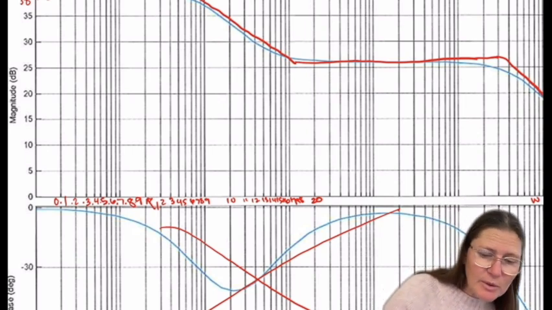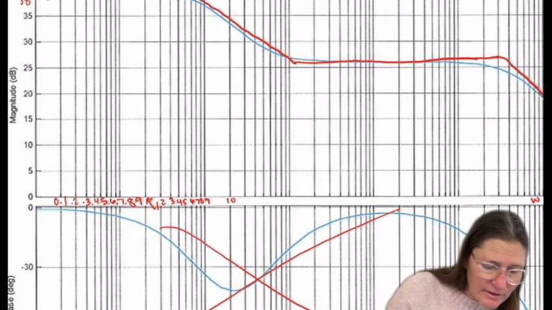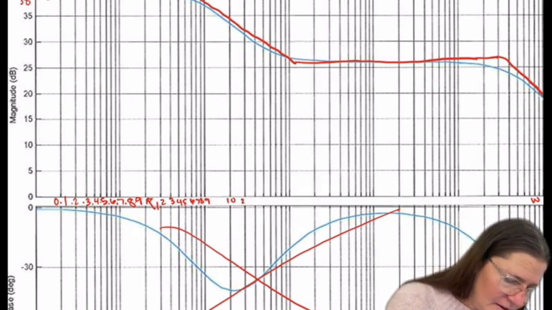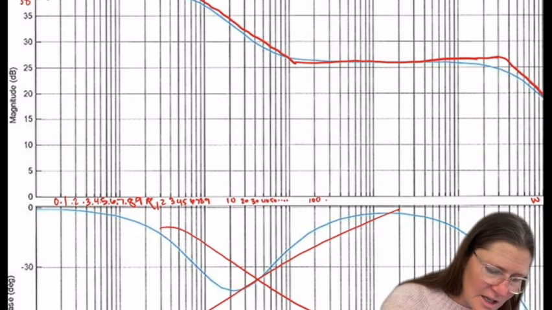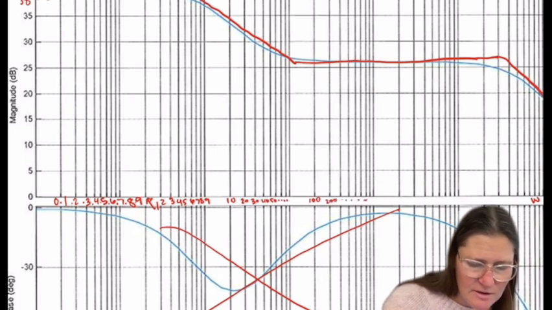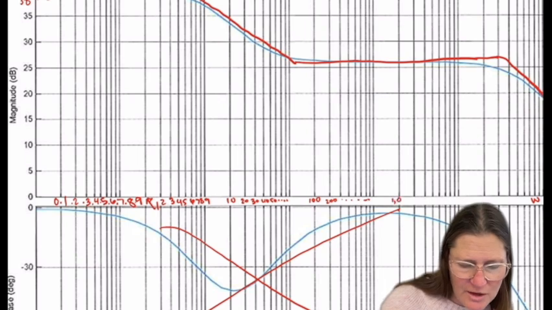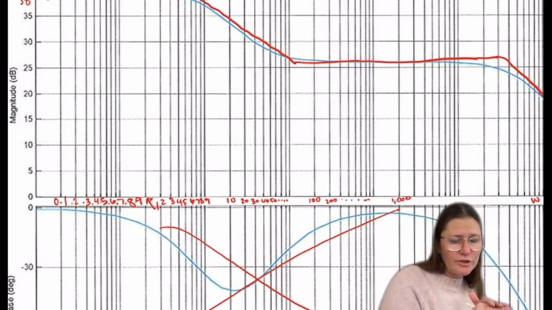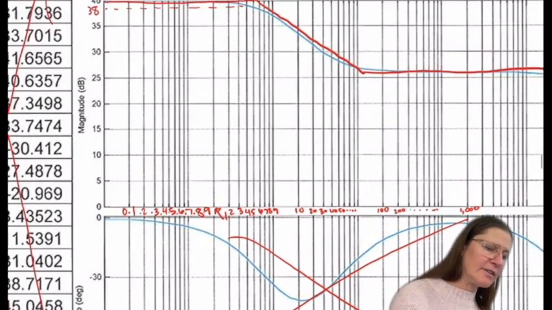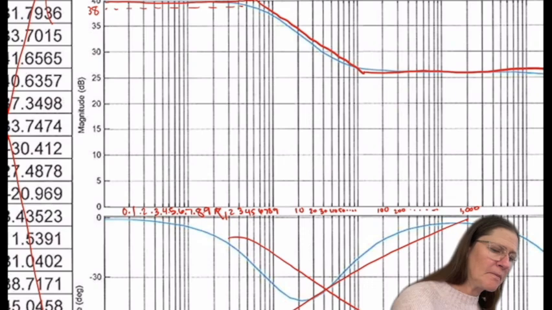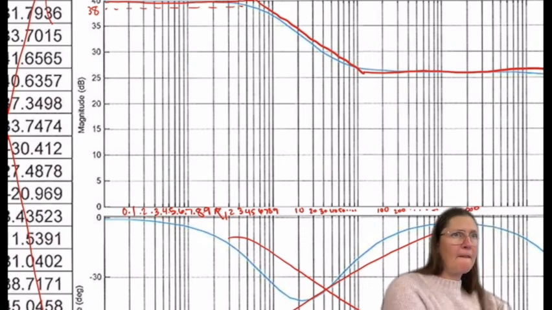Oops, sorry, this was wrong. So this is 10, 20, 30, 40, 50, all the way up to 100, and then this is 200, all the way up to 1,000. So that's your bottom axis. And then on the side, this is in dB.